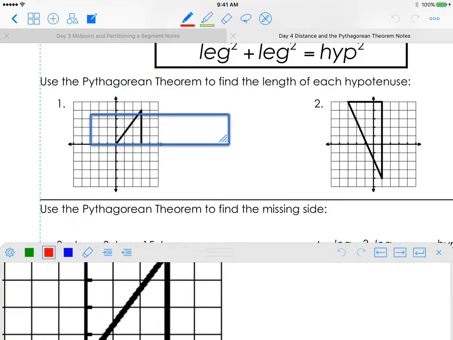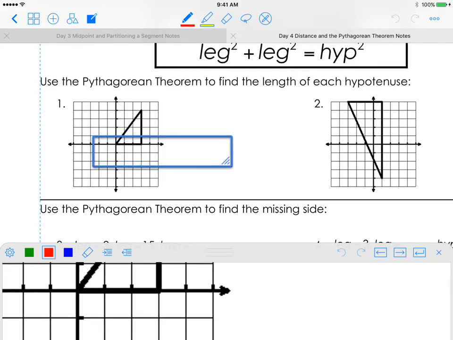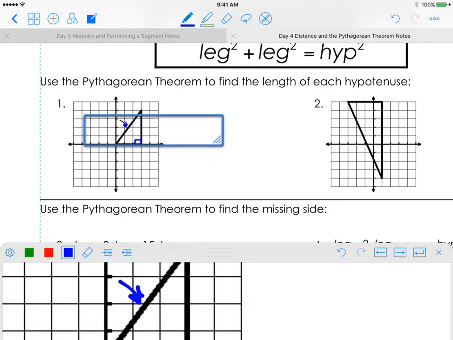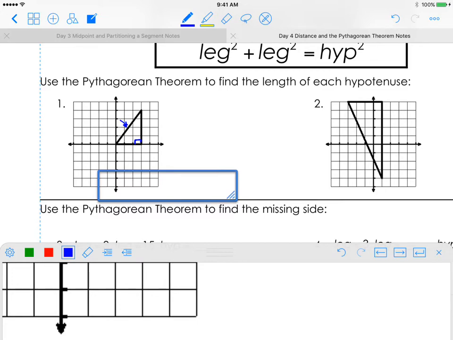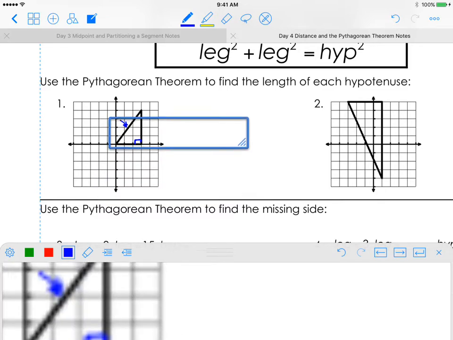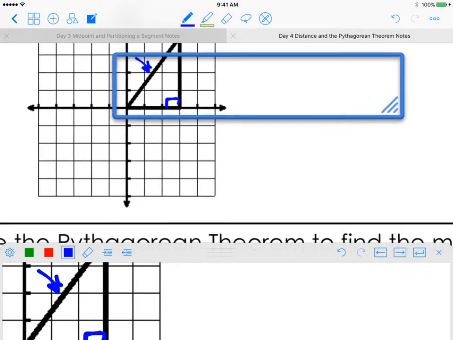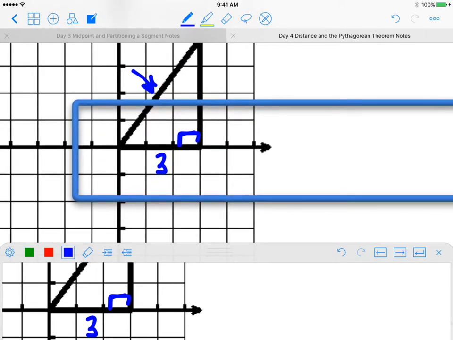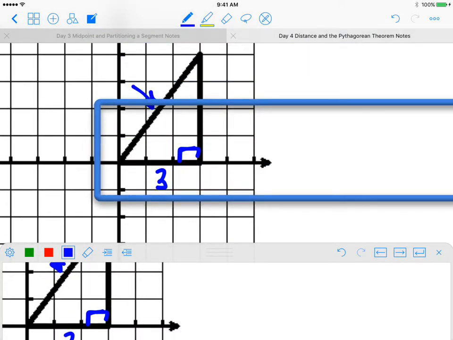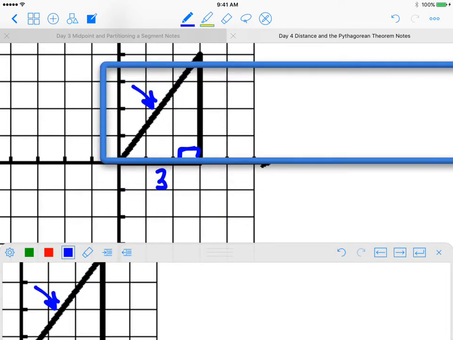they want us to use the Pythagorean theorem to find the length of the hypotenuse. You guys are rock stars at this. Our right angle makes this side our hypotenuse, because the hypotenuse is always opposite the right angle. So we've got legs. Now we're just going to count the boxes. I got 1, 2, 3, so this side length is 3. 1, 2, 3, 4, so this side length is 4.